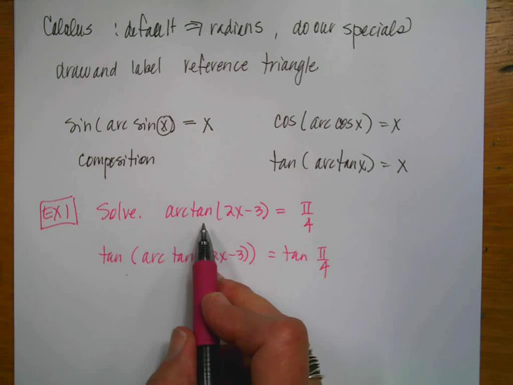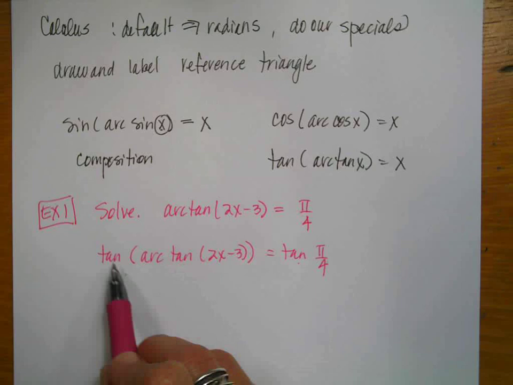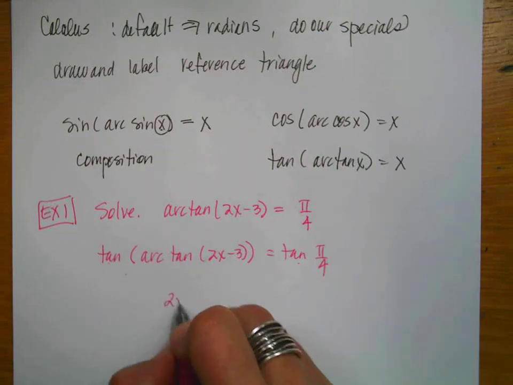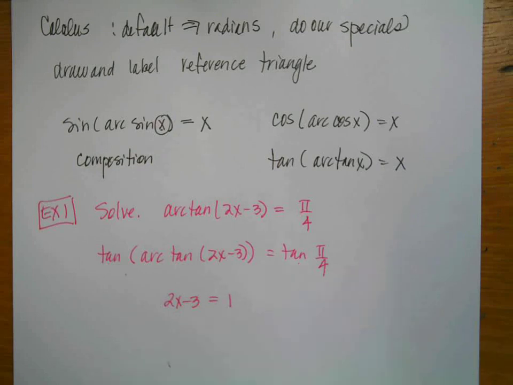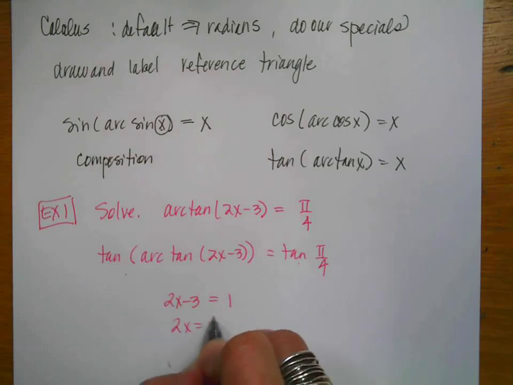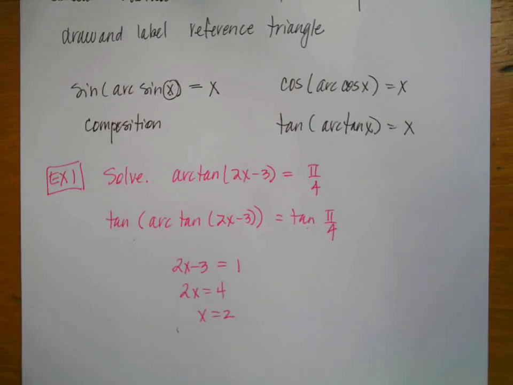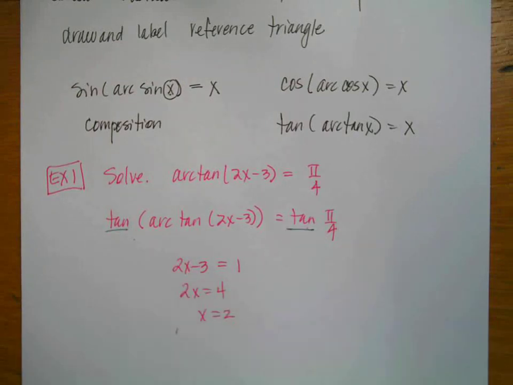So I can do anything I want to an equation as long as I do it to both sides, and so that's what we've done here. So remember that this particular composition is going to be the inside, so I'm going to get 2x minus 3. The tangent of pi over 4 is 1, so then I get 2x is equal to 4, and x is 2. So it was actually fairly straightforward. Okay, it's just a new application by taking the tangent of both sides of the equation.